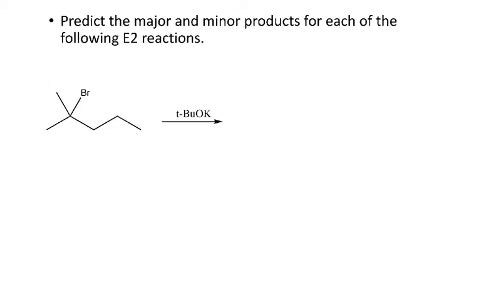Okay, so this is the same substrate that we had in the previous example. The difference being I've changed my base. But the two possible products are going to be the same. Now the difference is, in the previous example, hydroxide was our base. Now we have this t-butoxide ion as my base.